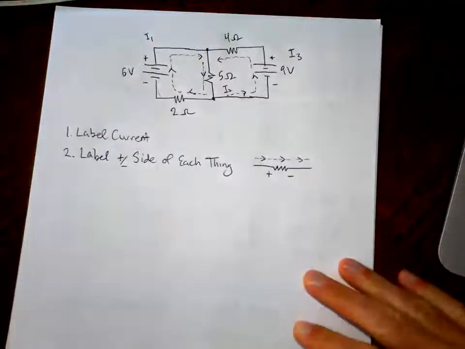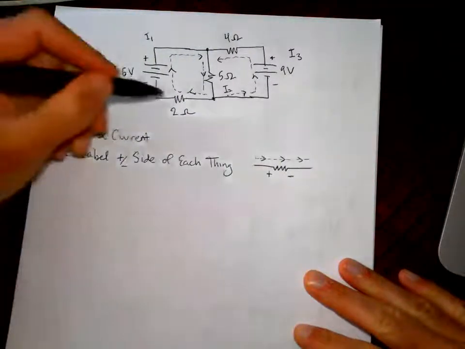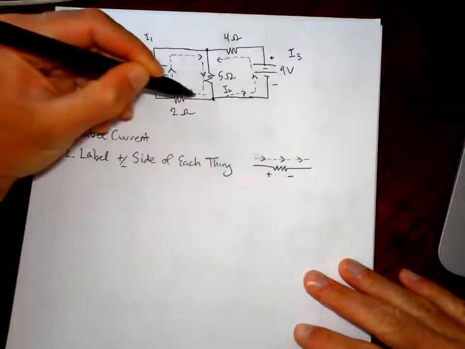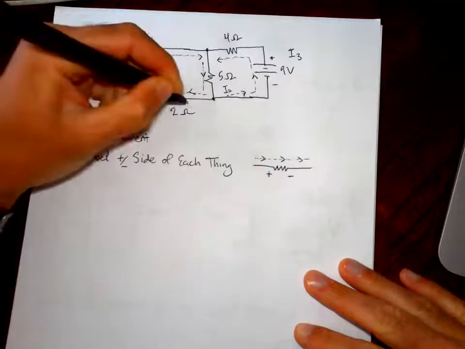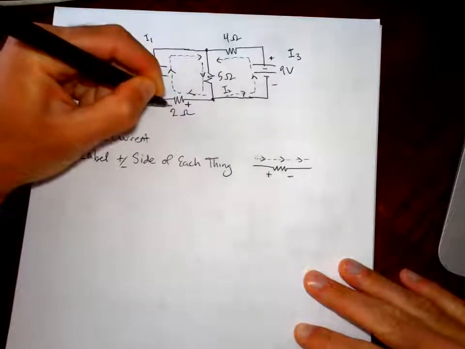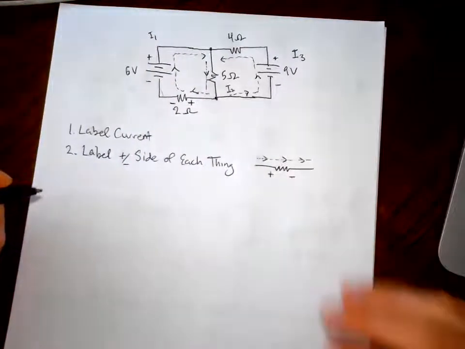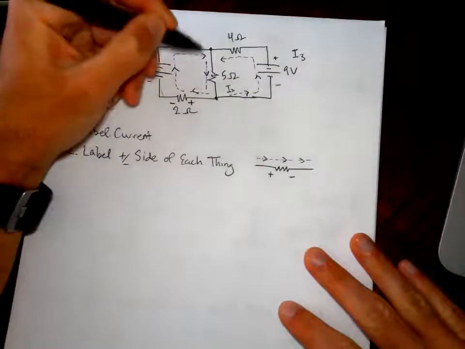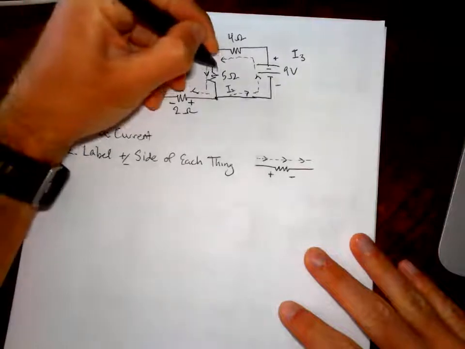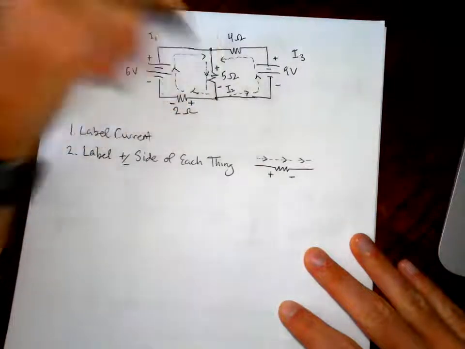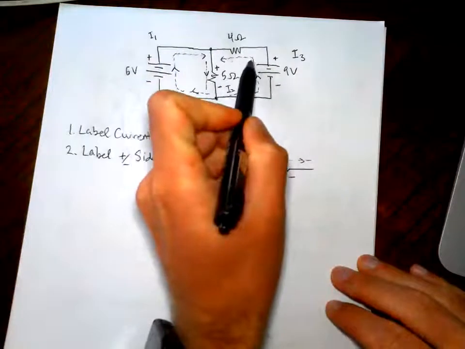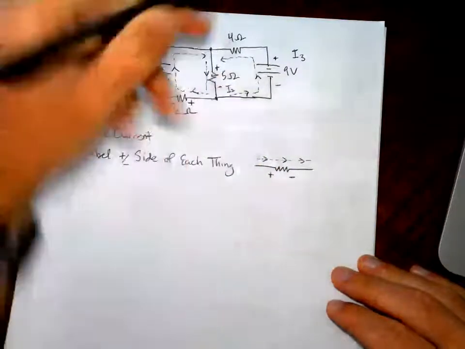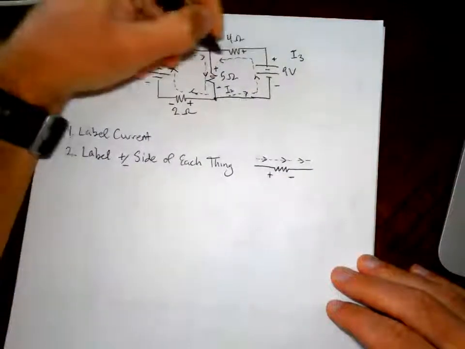So based on that, I can see that this current is going to the left. So the positive upstream side would be this, the negative side would be that. Okay. Here the current is going down. So the positive side would be the top and the negative side would be the bottom. And here I can see the current is going from right to left based on this arrow. So the upstream side would be the right side and the downstream side would be the left side.